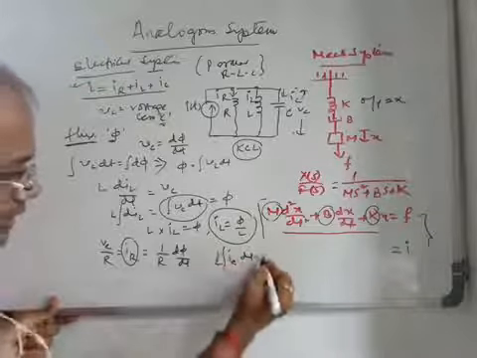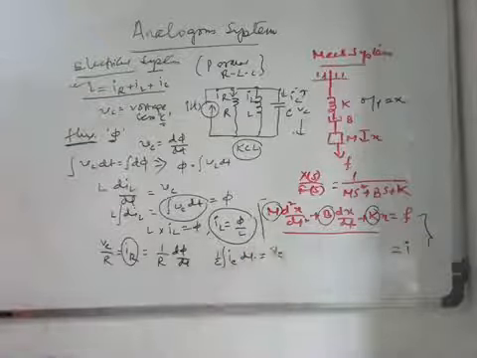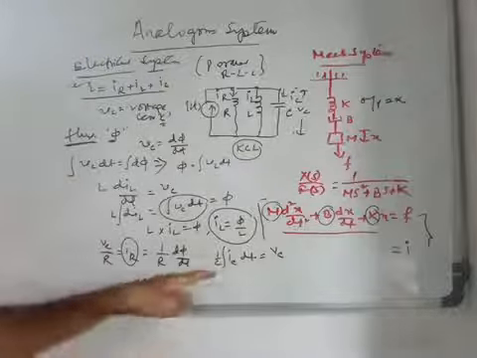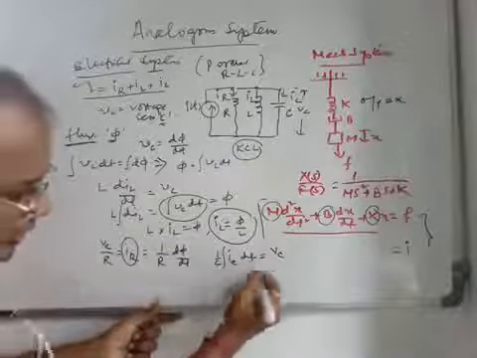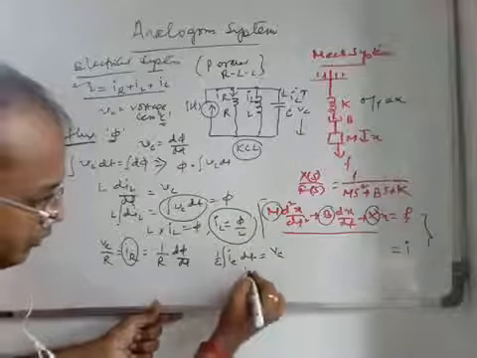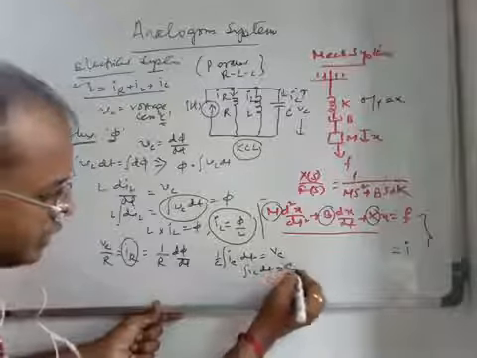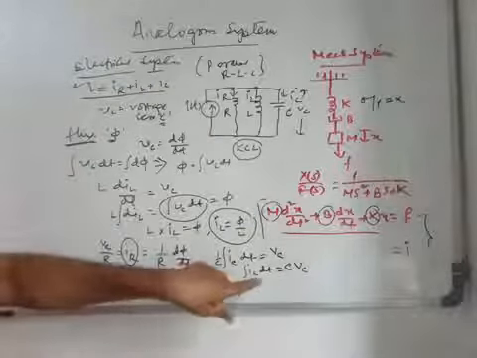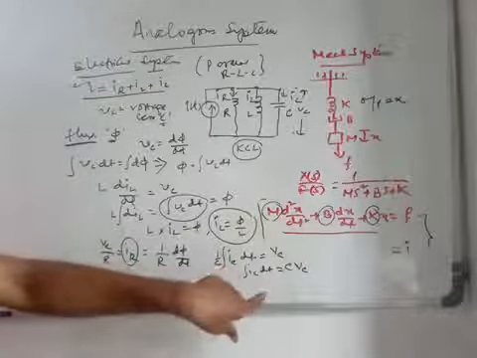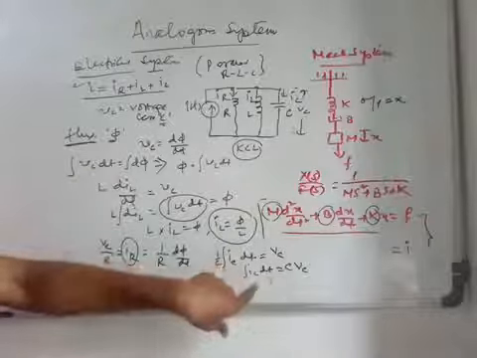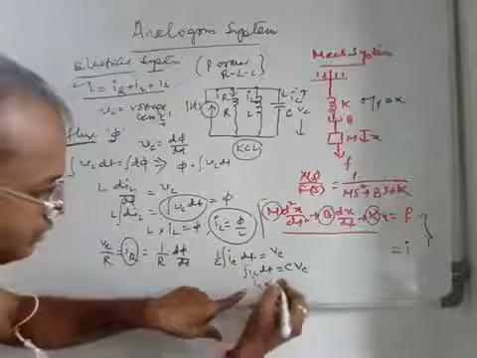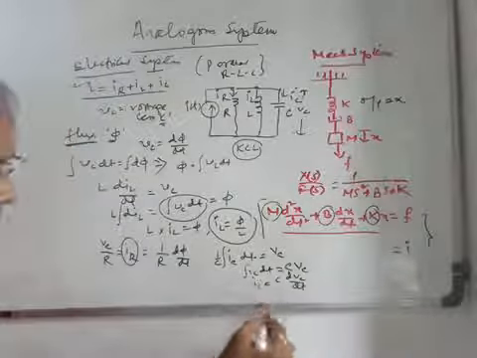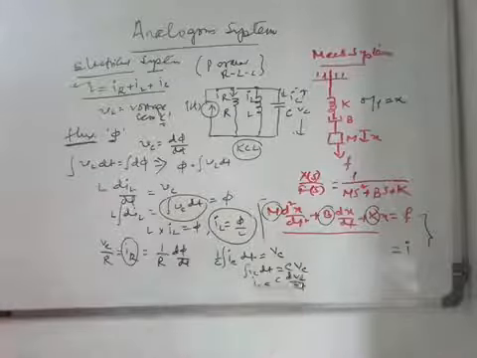That expression we know: VC is equal to 1 by C integration of IC dt. So here the integration of IC dt is equal to C into VC. And from here you can get that C dVC dt is equal to IC. So IC equal to C dVC dt.